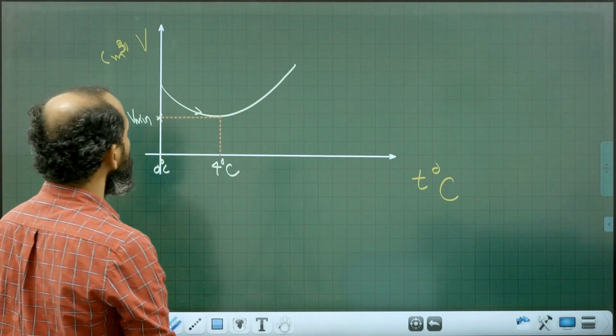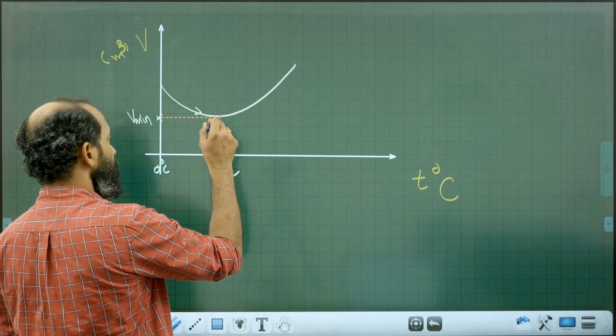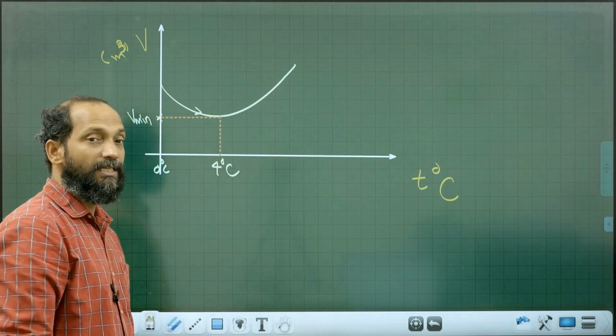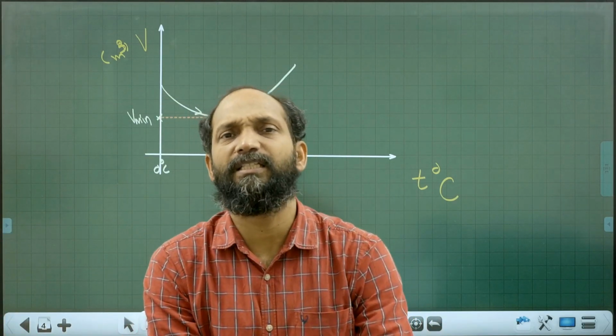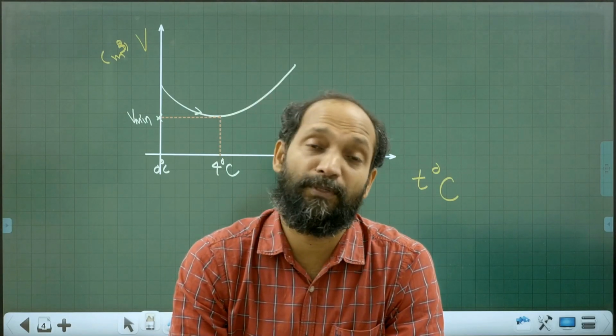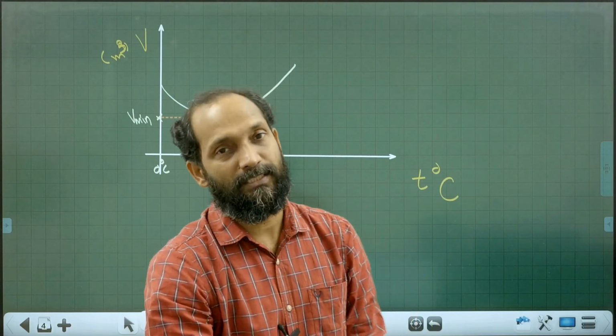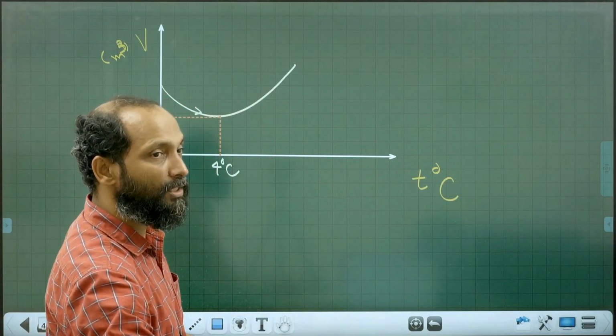Then that density correspondingly becomes maximum. Now, after 4 degrees Celsius, volume increases, density decreases. So water has highest density at 4 degrees Celsius. This unique property of water is called anomalous expansion. So one temperature anomalous expansion is shown by water.